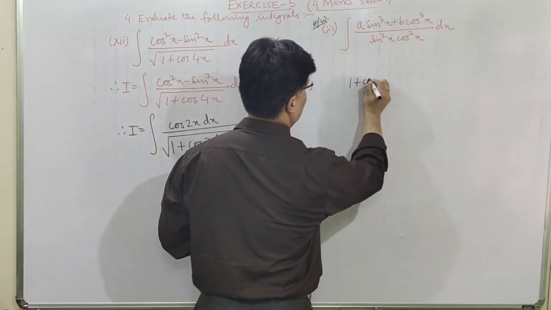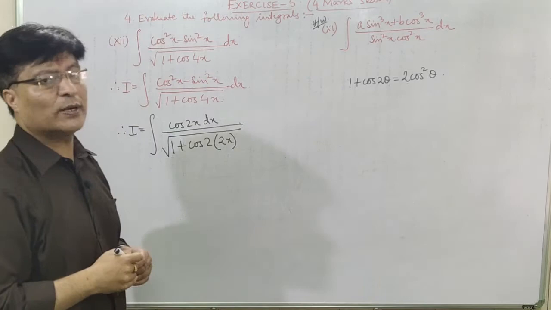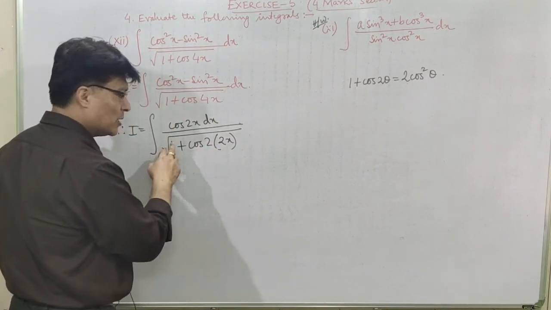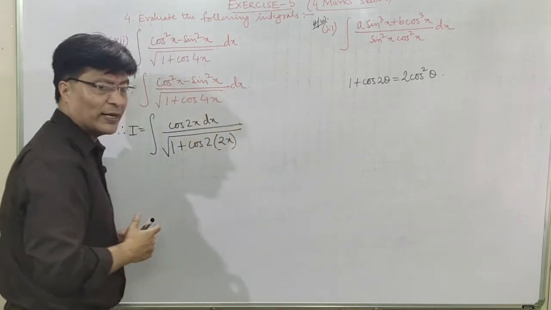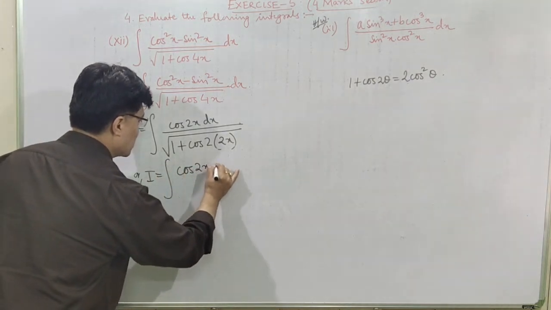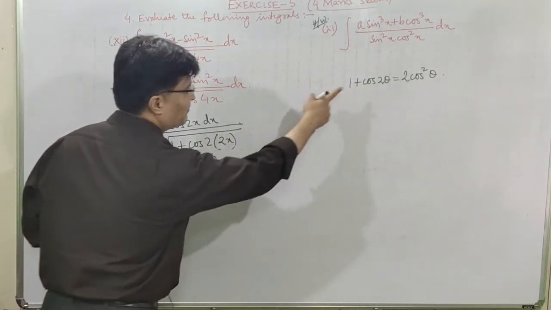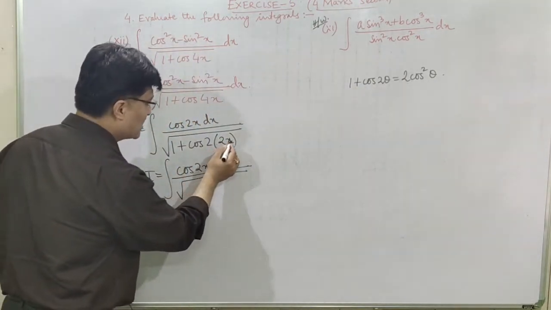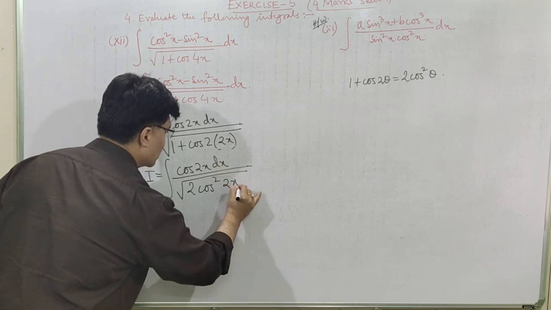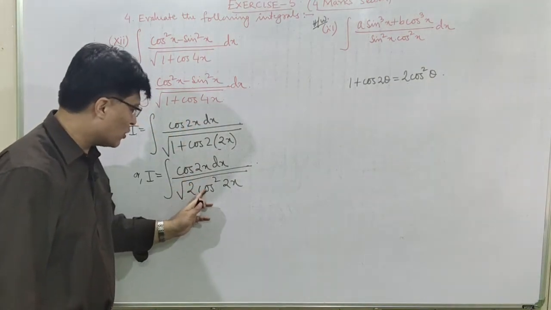So as you know that 1 plus cos 2 theta is equal to 2 cos square theta. So here instead of theta there is 2x. So what is 1 plus cos 2 into 2x? It will be 2 cos square 2x. Okay. So let us write here, or I is equal to integration of cos 2x dx divided by, within the square root. What is the formula for 1 plus cos 2 into 2x? It is just like 1 plus cos 2 theta. Instead of theta there is 2x, so it is 2 cos square theta. So now in this case it will be 2 cos square 2x. So I think you have understood it. Okay, the formula for 1 plus cos 4x is 2 cos square 2x.